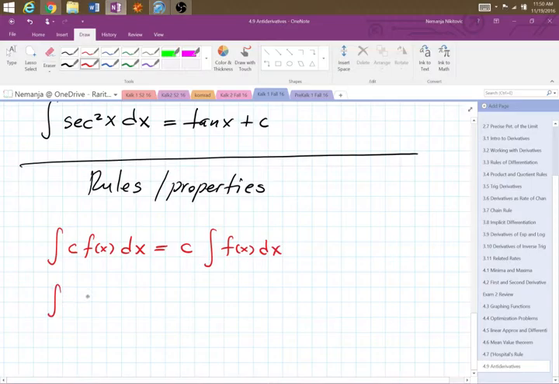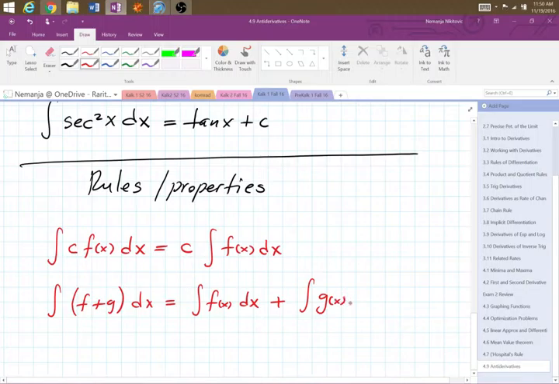The integral of the sum of two functions is actually the integral of each one of those functions integrated separately. And if it's a subtraction, well, same rule.